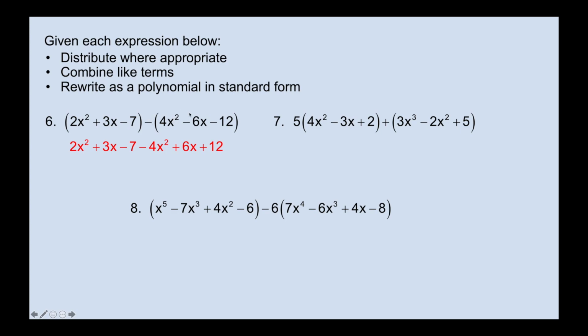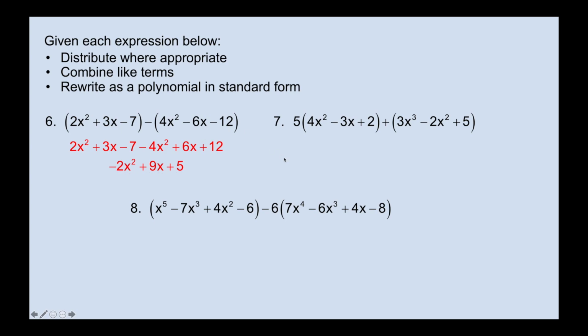Then when I distribute the negative into this one, I get -4x squared plus 6x plus 12. Now as I combine like terms, I've got 2x squared and -4x squared. Well, that's going to combine to give me -2x squared. Then I've got 3x and 6x, which will combine to give me 9x. And then finally -7 and +12, which is going to combine to give me 5. So this should be my final answer on number 6.